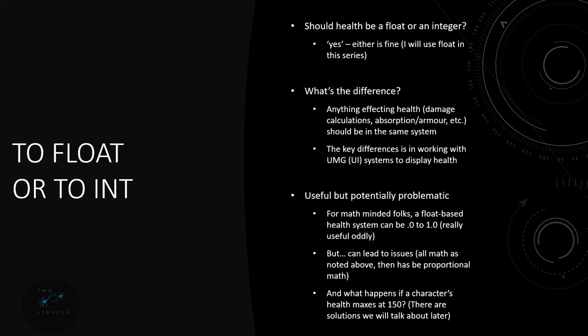But that math, that's real tricky to do sometimes. And thinking in small numbers like that works for some. When I'm doing research work, yeah, I can think that way. But when I'm doing coding, I'm thinking about gameplay mechanics. That doesn't work for my brain for some reason. And then what happens if your character's max health is 150, or it can max at 150? The range of 0.0 to 1 suddenly changes, but you have to then calculate all the other proportions to fit around that, and it can get a bit messy.